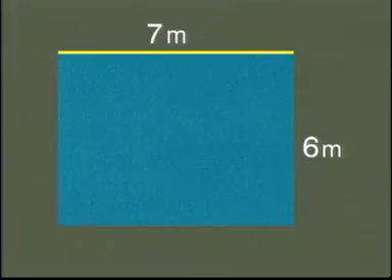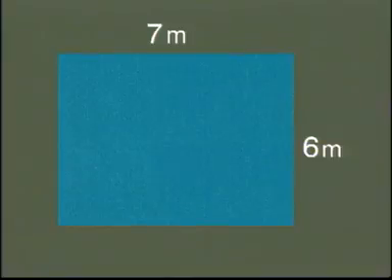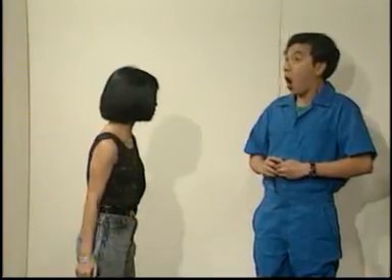The length of the floor is 7 meters. Its breadth is 6 meters. You multiply the length of the floor by its breadth. That is 7 meters by 6 meters. The area of the floor is 42 square meters. So we need 42 square meters of carpet. Well, go on then. Get to work. Start carpeting the floor.